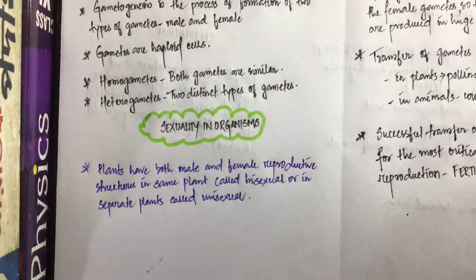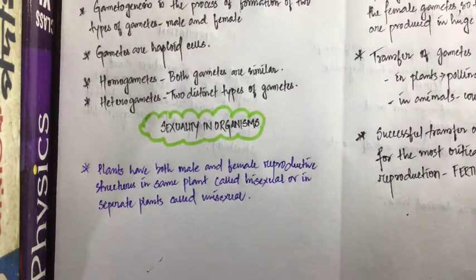Clear? Next, we have a very small section where you need to understand sexuality in organisms, like which organisms are called bisexual, which are called unisexual, and all these different terms. In the case of plants, if both male and female reproductive structures can be present on the same plant, then it is called bisexual, and if they are present on different plants, that is called unisexual.